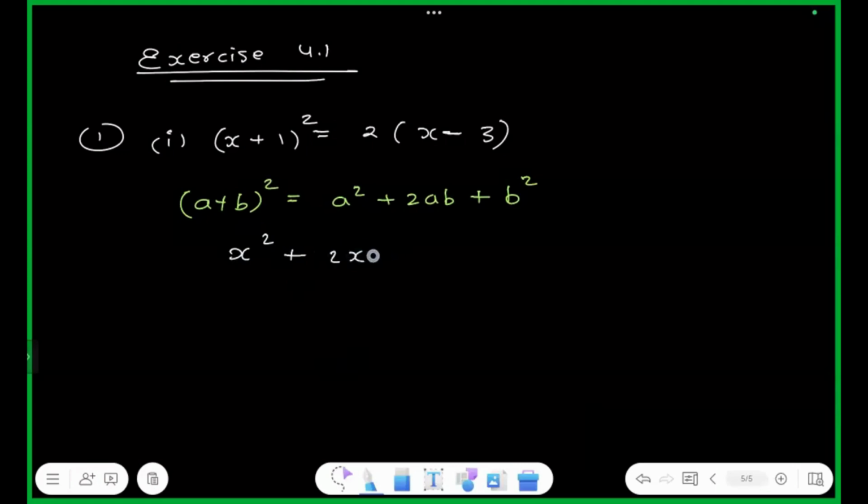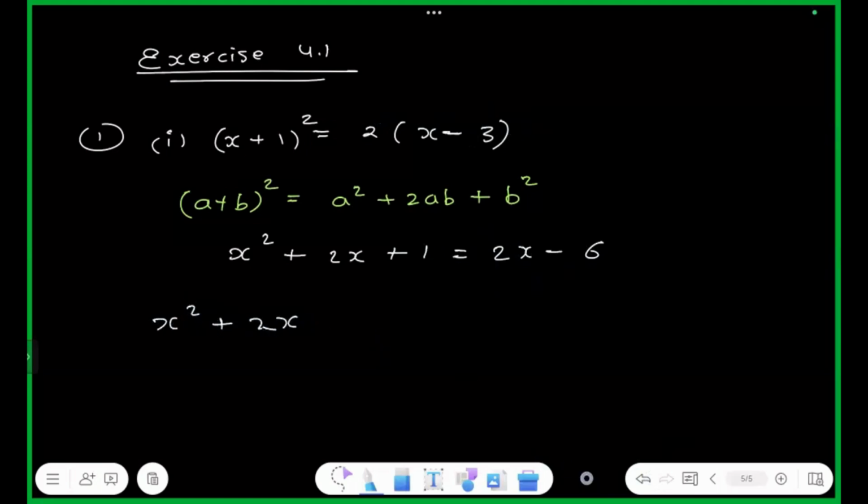Plus b², that is 1². So x² + 2x + 1 is equal to, now 2 into x, this will be 2x, and this 2 into −3 will be −6. So 2x − 6. Now let us transfer everything to one side, and on the other side there should be 0. So what I will get is x² + 2x.